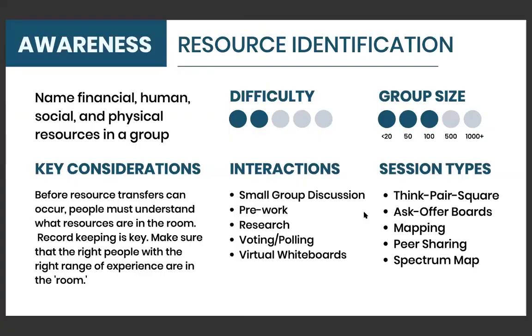The final awareness objective is resource identification. So a lot of times people think you can jump right ahead to resource transfer, where you're helping people to broker deals. What we found is that there's a few baby steps you've got to take before that's successful, and the first one is resource identification. So this is enabling people in the room to identify the financial, human, social, or physical resources that exist within a group. It's relatively easy to do. Once again, you can do it for a larger group size, but by doing so, you're actually breaking the group up into smaller components using breakout room features.